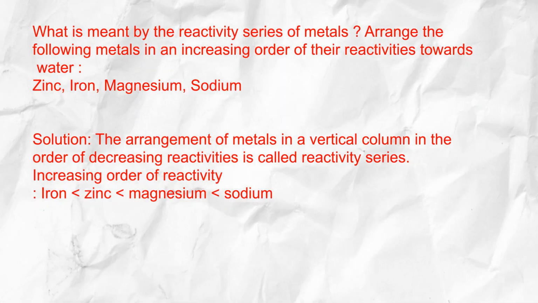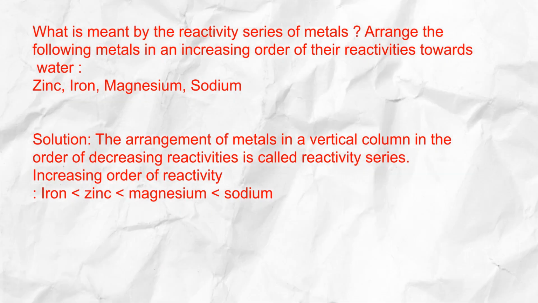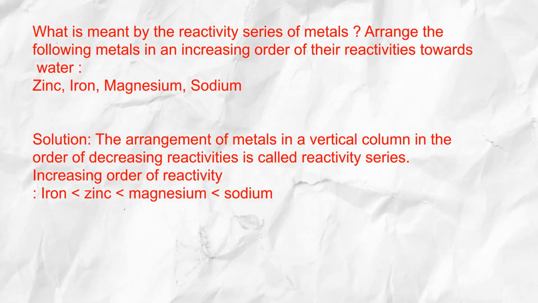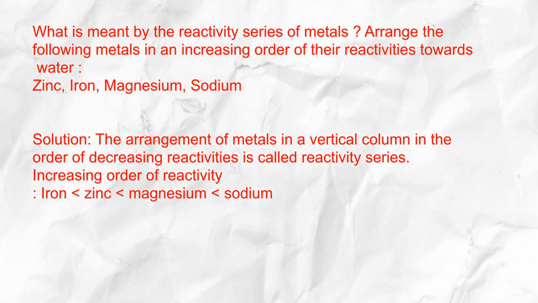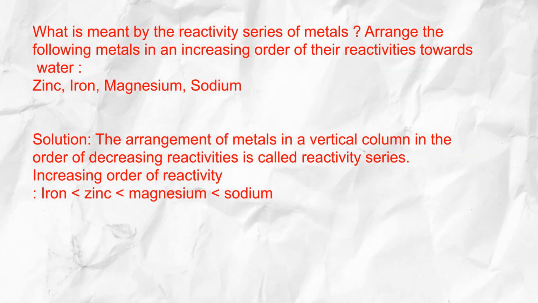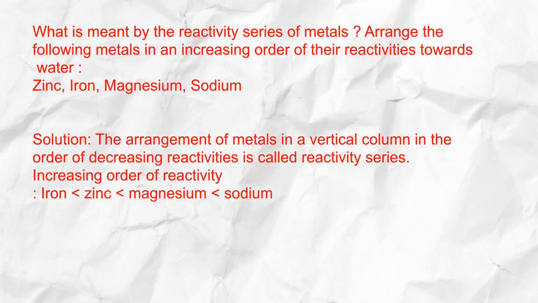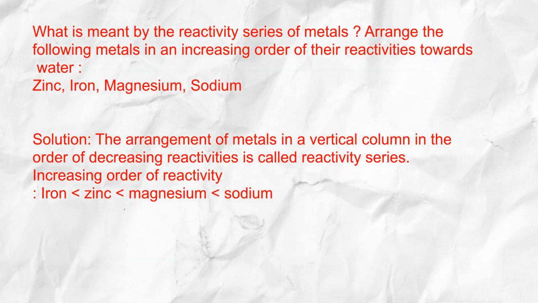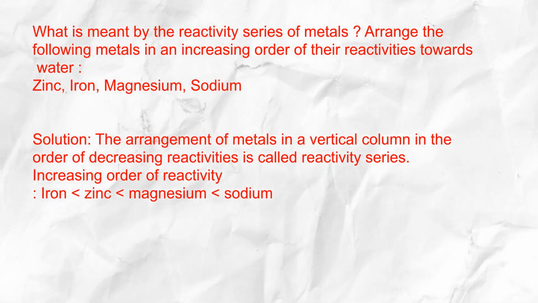The arrangement of metals in a vertical column in the order of decreasing reactivities is called the reactivity series. Increasing order of reactivity: iron is less than zinc, which is less than magnesium, which is less than sodium.